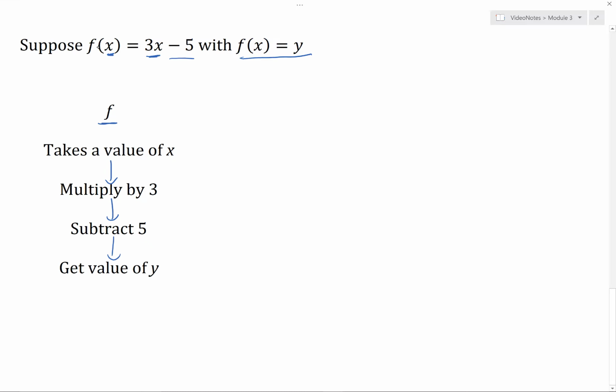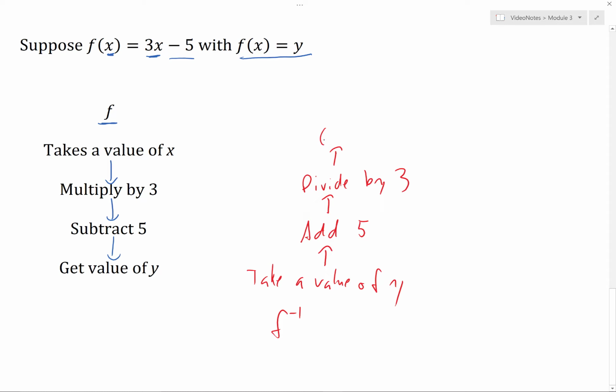The function f inverse is going to reverse this process. What it's going to do is take a value of y. And then going backwards, instead of subtracting 5, we have to add 5. Next, instead of multiplying by 3, we have to undo that, and that's dividing by 3. So we divide by 3, and after we do that, we get the corresponding value of x. So this function inverse just undoes the process of f.